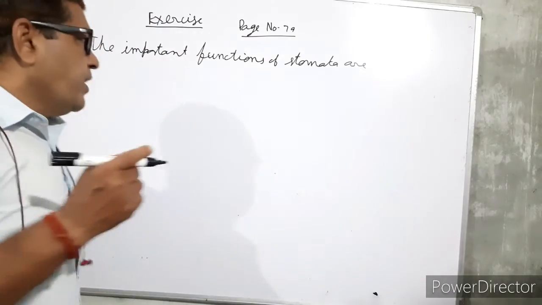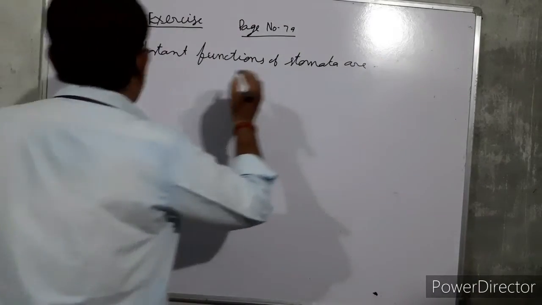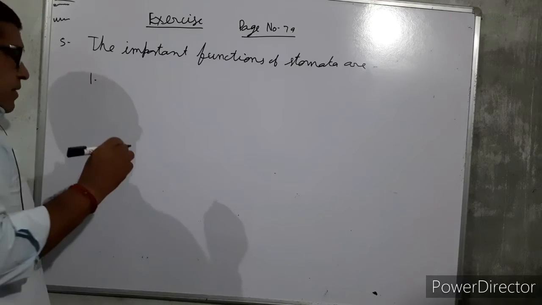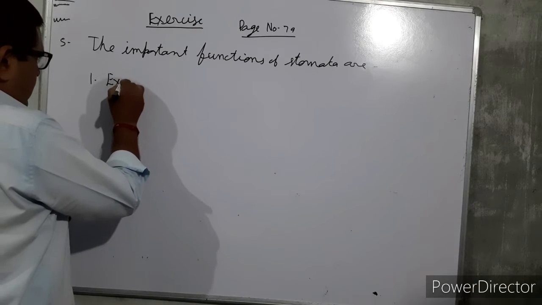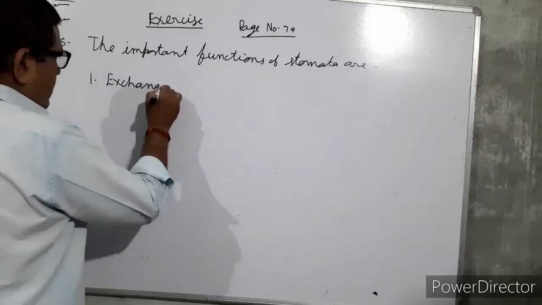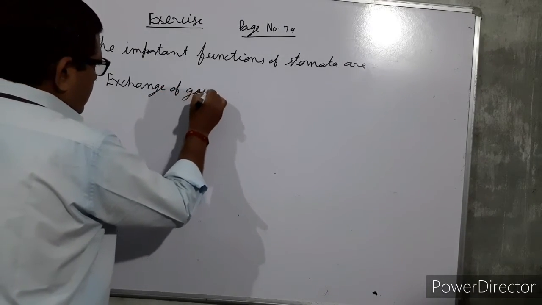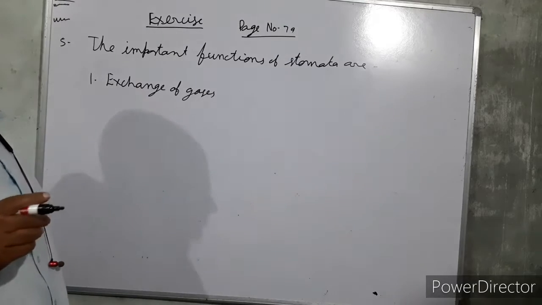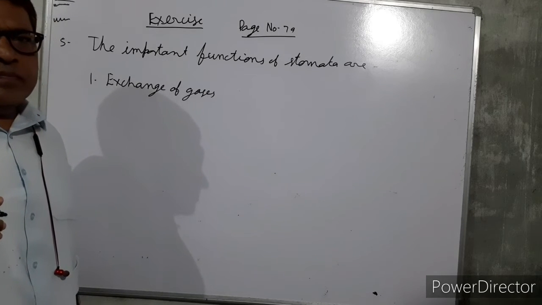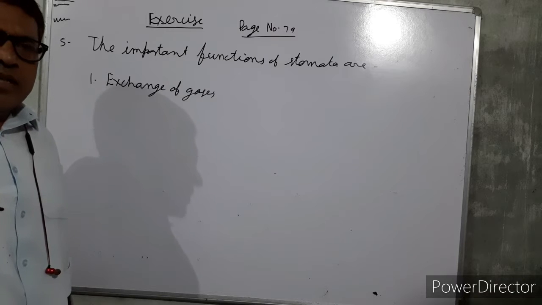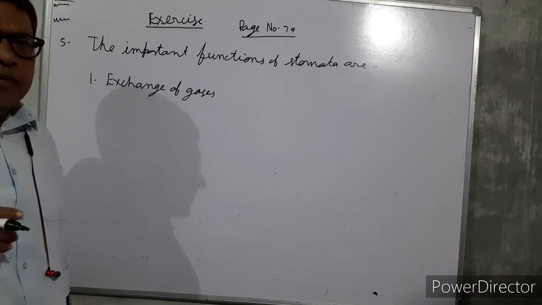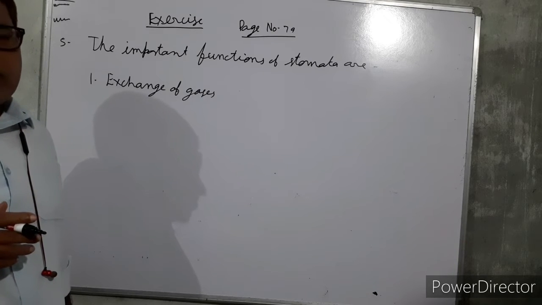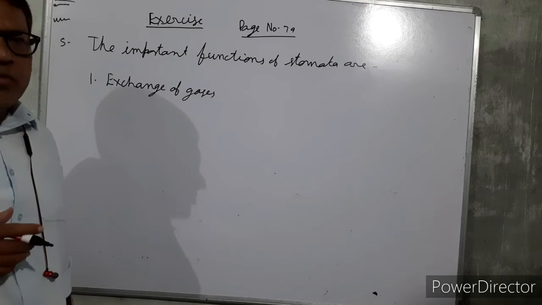So what is the function? Mainly two functions. One is exchange of gases. At which time does gas exchange take place? In respiration. Oxygen is released during photosynthesis, and it comes out into the atmosphere through the stomata.